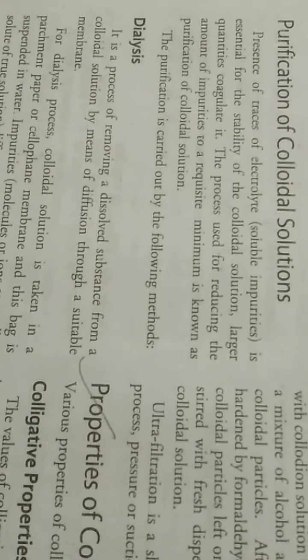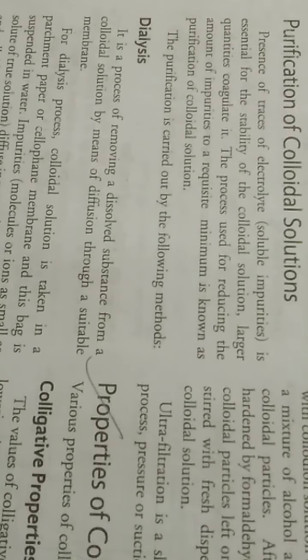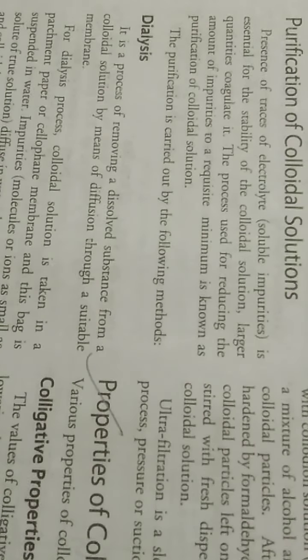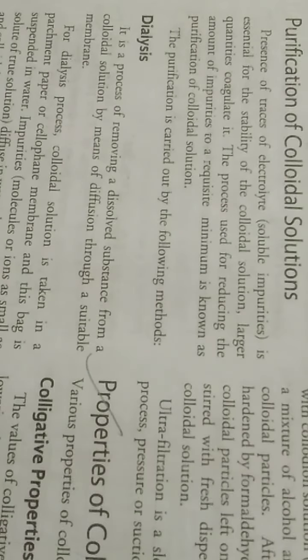Now children, what happens if the traces of electrolyte are present in requisite minimum amount? Then we do not need to purify that colloidal solution. But if they are present in more amount, then children, those electrolytes are considered as soluble impurities. And what we have to do? We have to reduce their amount to a requisite minimum amount so as to purify the colloidal solution.